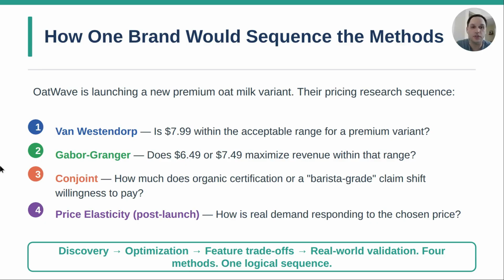Third, Conjoint. How much does adding an organic certification claim or a barista-grade positioning shift willingness to pay? That tells them whether the premium features can support the premium price. And fourth, after launch, price elasticity. Is the real demand response at $7.49 matching what the survey predicted? Discovery, then optimization, then feature trade-offs, then real-world validation. 4 methods in sequence, each one building on the one before.